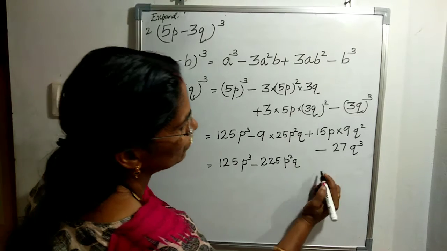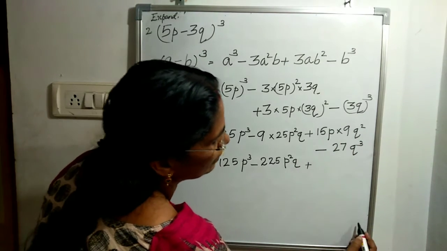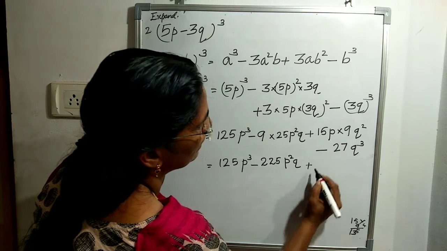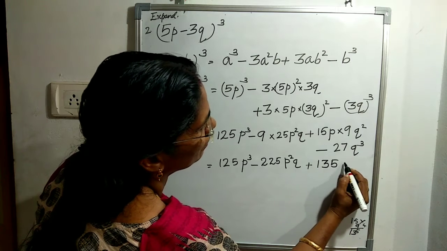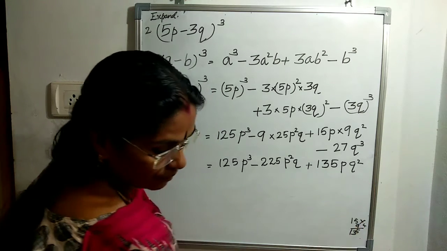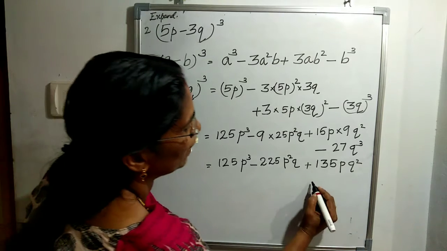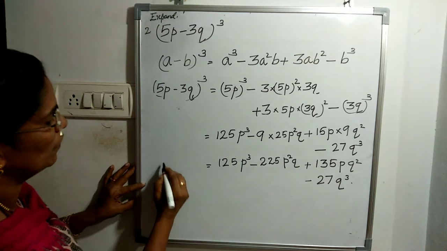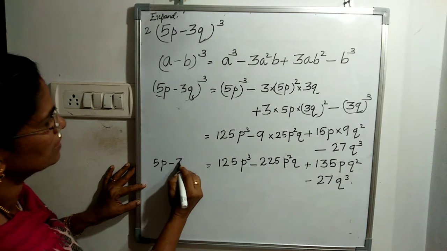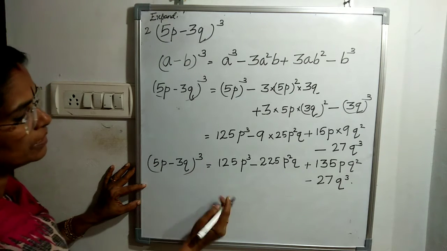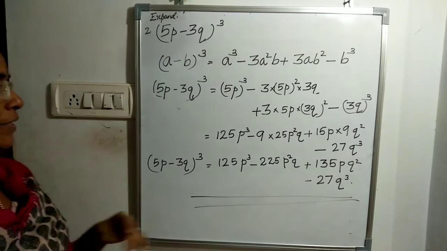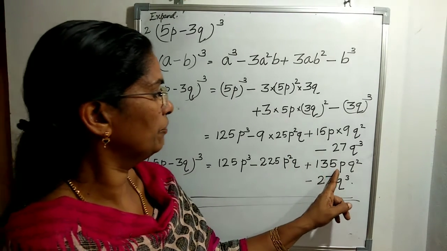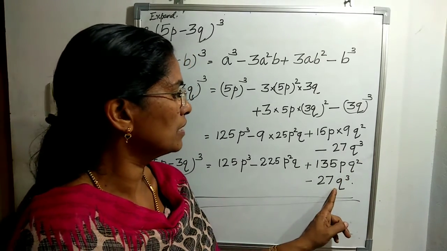Plus 15 into 9, 135 pq square, minus 27 q cube. So our answer: (5p minus 3q) whole cube is equal to 125 p cube minus 225 p square q plus 135 pq square minus 27 q cube.